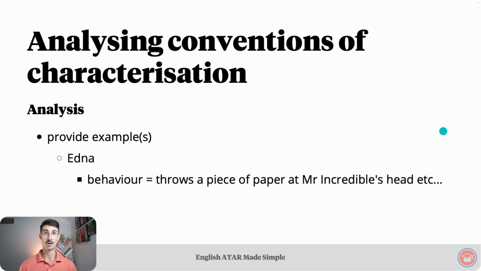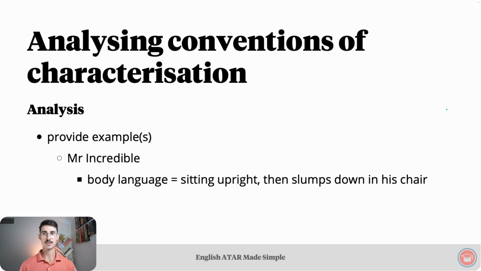Examples. For Edna, her behavior, she throws a piece of paper at Mr. Incredible's head. She interrupts Mr. Incredible multiple times whenever he tries to present his own viewpoint on the idea of wearing a cape. And she dismisses Mr. Incredible after saying, no capes, without giving him a chance to really say anything. Dialogue, no capes. How about Mr. Incredible? His body language, he's sitting upright, then slumps down in his chair after Edna interrupts him and starts telling tragic stories about superheroes who have died by way of wearing their capes. Dialogue, an example of that, he says unconfidently, isn't that my decision?